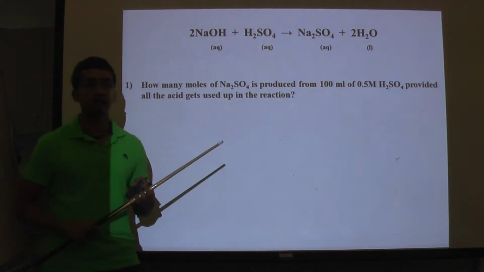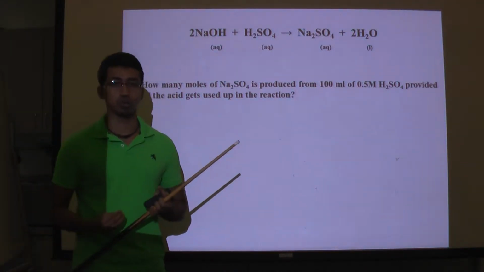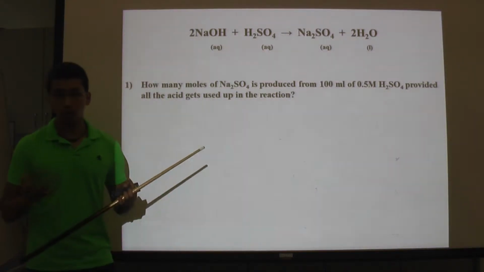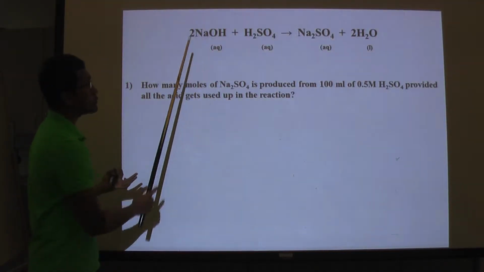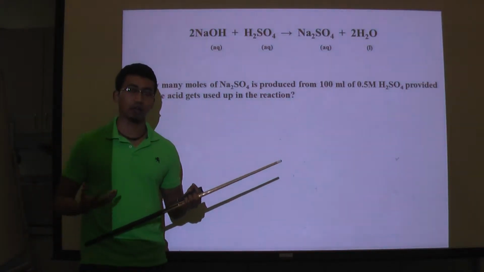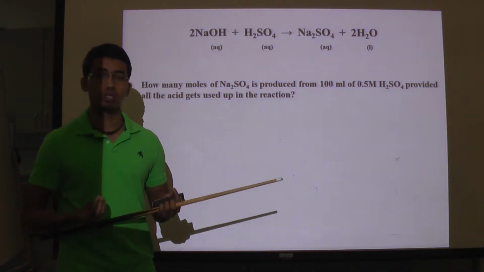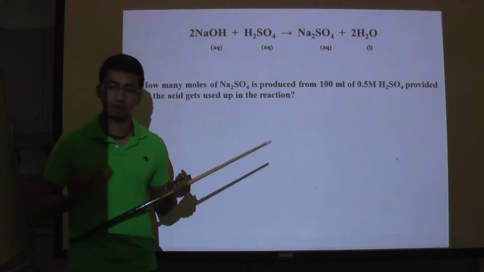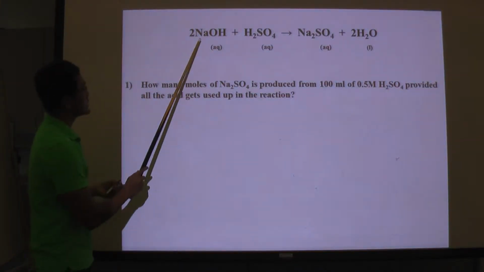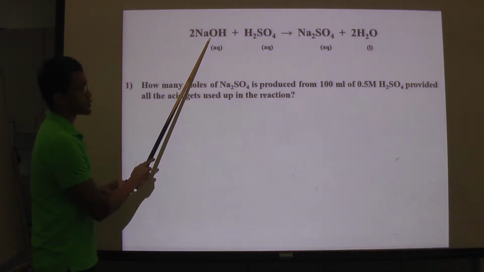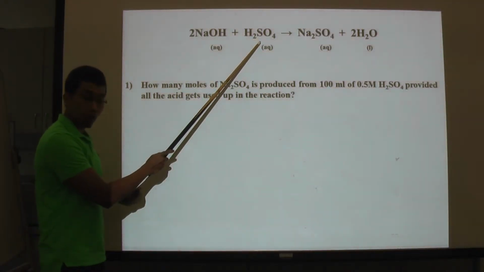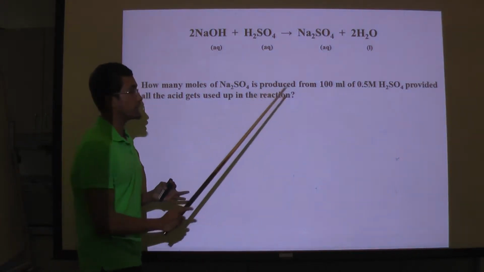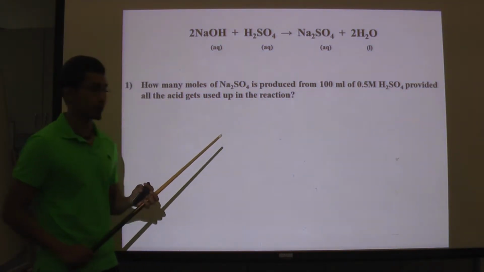Now 1 mole equals 6.022 times 10 to the 23 units of something, roughly. So if we have 1 mole of sodium hydroxide, we will say that we have 6.022 times 10 to the 23 units or molecules of sodium hydroxide at our disposal. So if we have 2 moles of sodium hydroxide, we will need 1 mole of sulfuric acid to produce 1 mole of sodium sulfate, and it will also give us 2 moles of water.